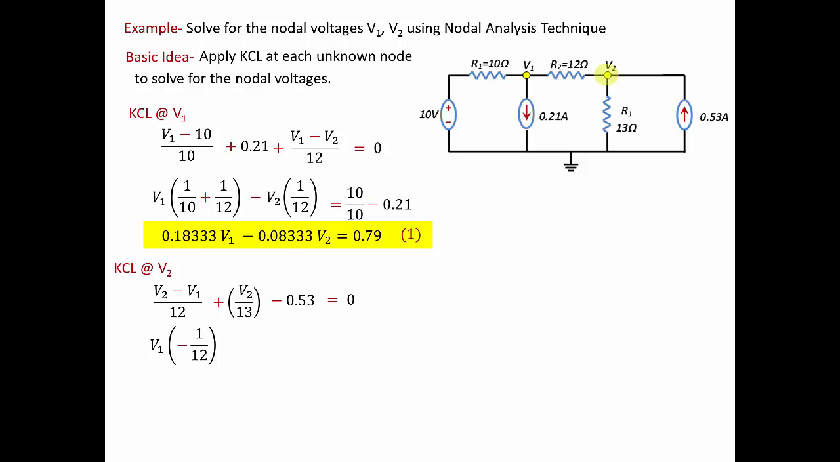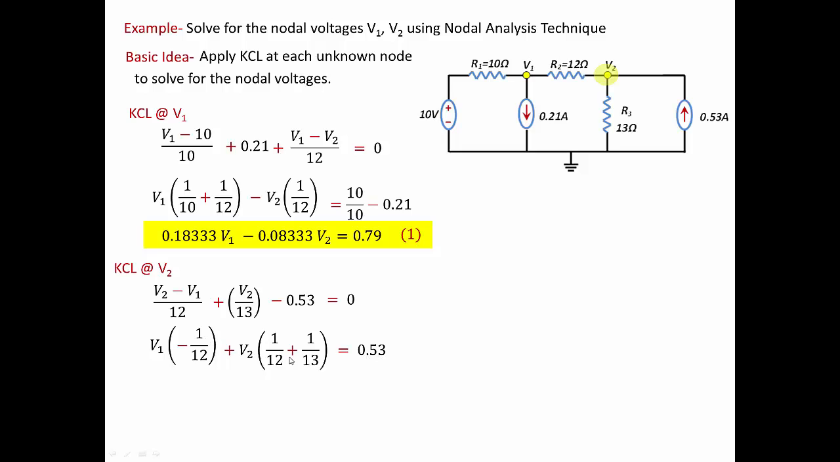Now we're going to organize the terms. I have only one term for V1, so V1 times negative 1 over 12. And then we're going to add the V2 terms: plus 1 over 12 plus 1 over 13. And I'm going to take the last element to the other side of the equation, so this is going to be equal to 0.53.